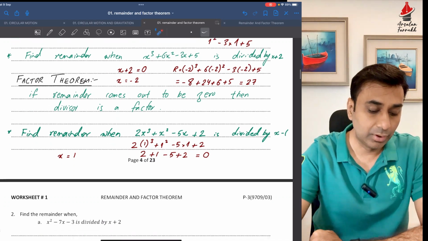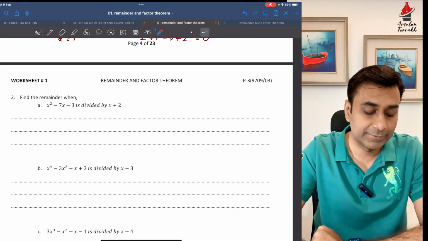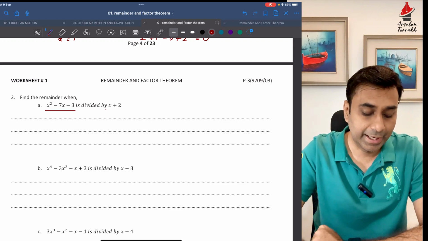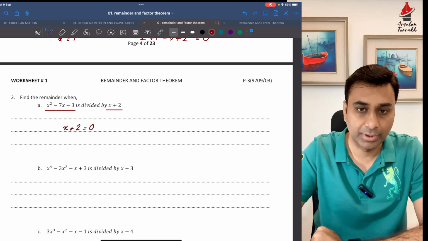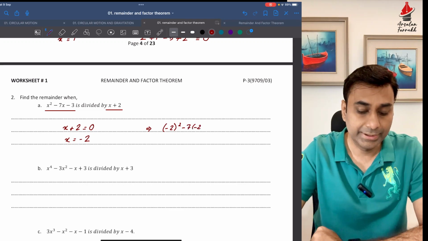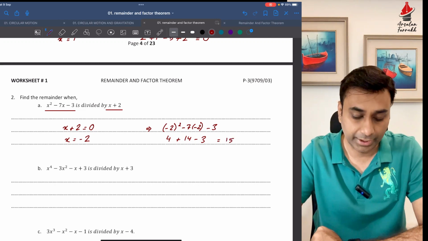So you can get simpler questions like this where you could be asked to find the remainder when x squared minus 7x minus 3 is divided by x plus 2. So you would say x plus 2 is equal to 0, and then you will find the value of x as minus 2. Once you find the value of x as minus 2, then you will say minus 2 square minus 7 times minus 2 minus 3, which is going to be 4 plus 14 minus 3, and that's 15. So that means in this case, the remainder is equal to 15.